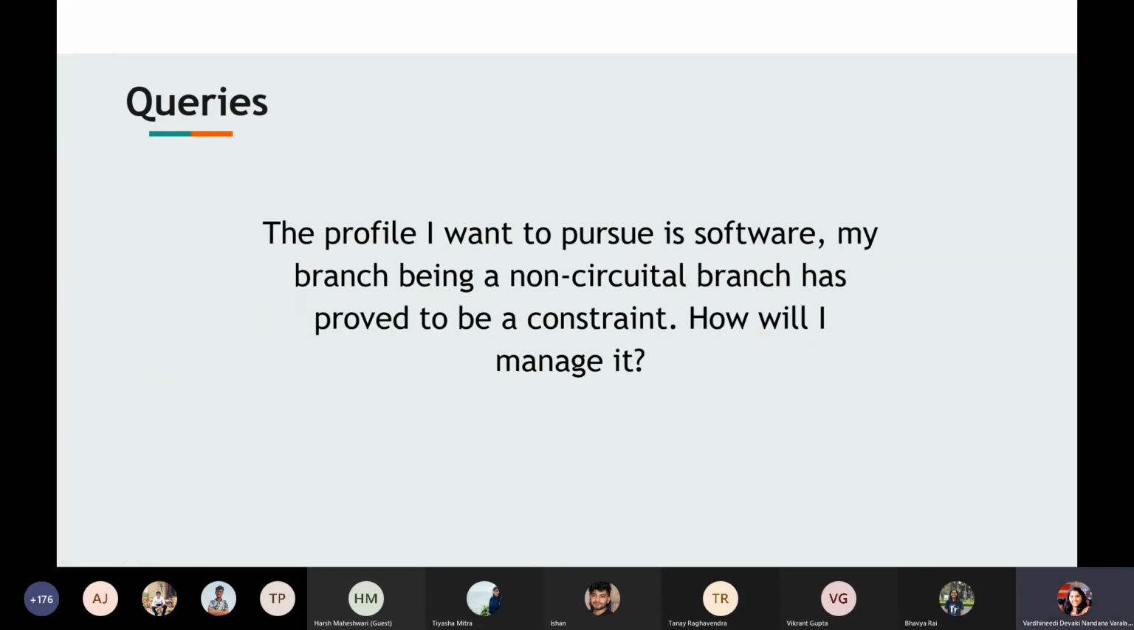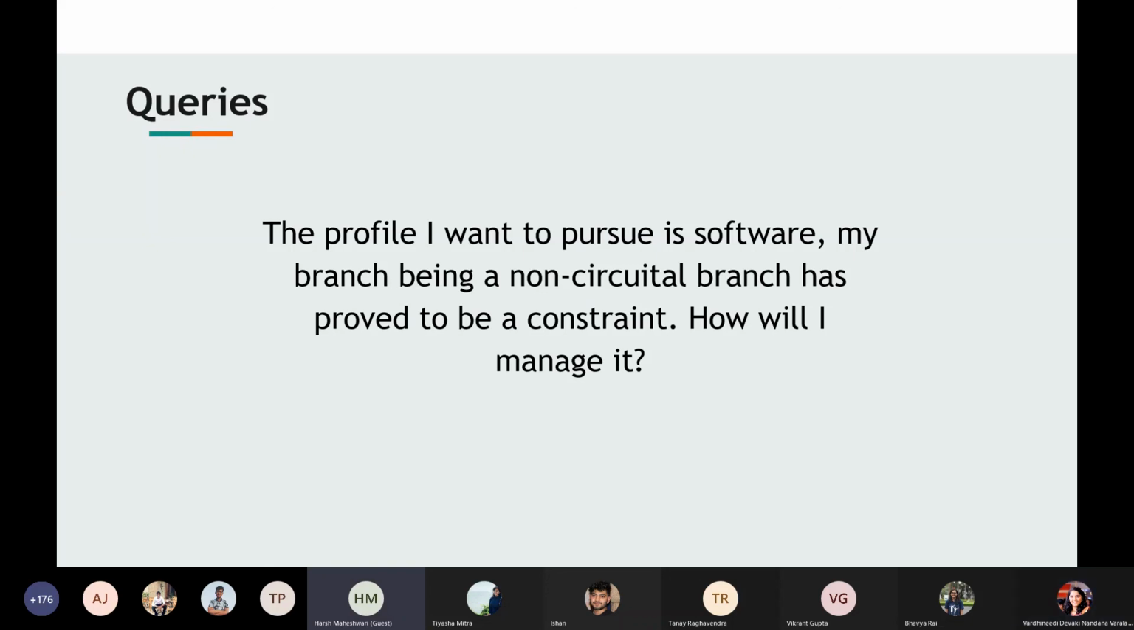The profile I want to pursue is software. My branch being a non-circuital branch, it has proved to be a constraint. How will I manage it? So Ishan, would you like to take this question about the software profile, or would any other panelist like to comment on this? Will a non-circuital branch be a true constraint for getting into companies in the IT sector or the corporates? So Harsh, would you like to take this?